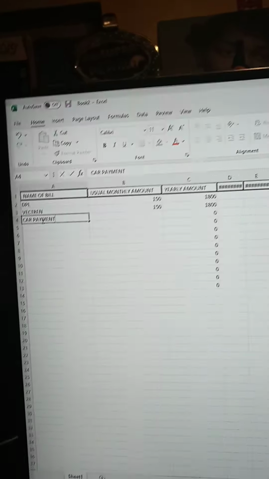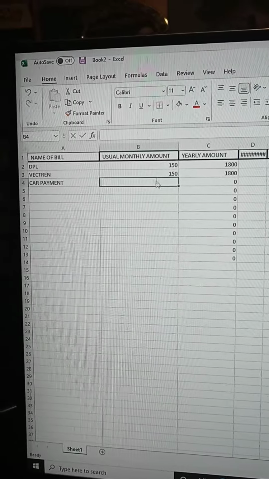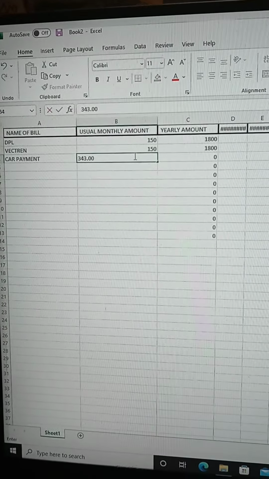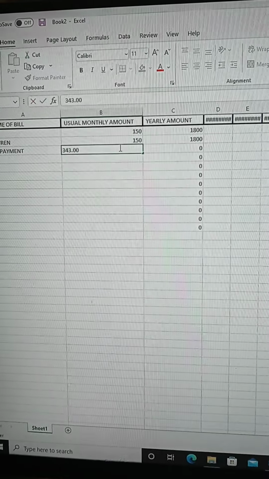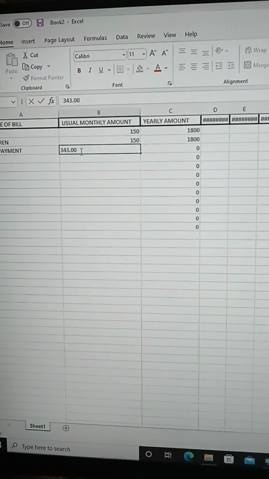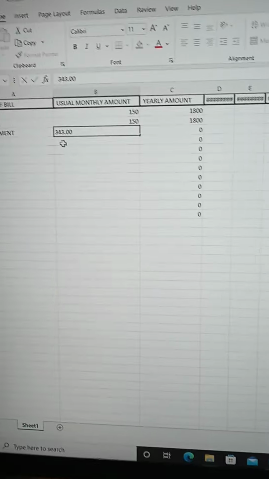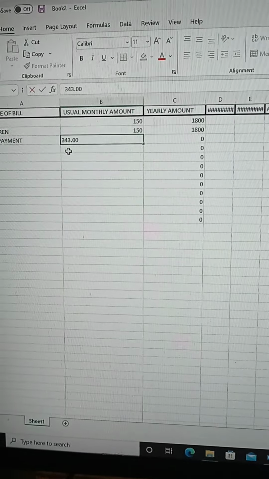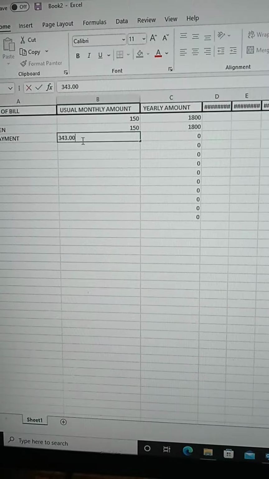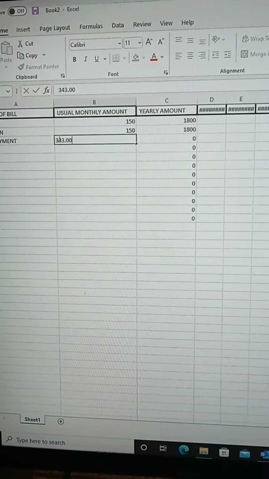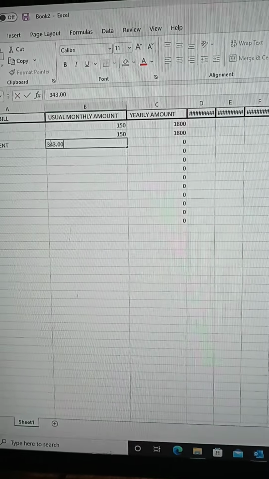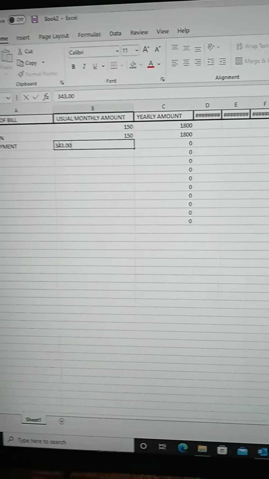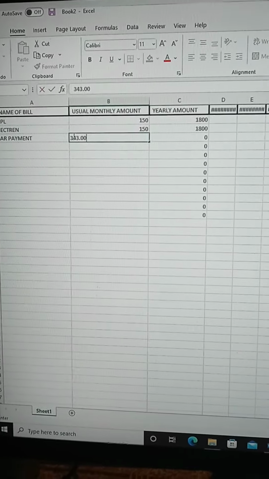Car payment. My car payment is normally $342. I just say $343 because it's $342 something something, but I like to work in whole dollars, and those extra cents add up in your bank account. So anyway, you know, well, not in this situation, but I'm just saying, $342 something something. So we'll just put $343.